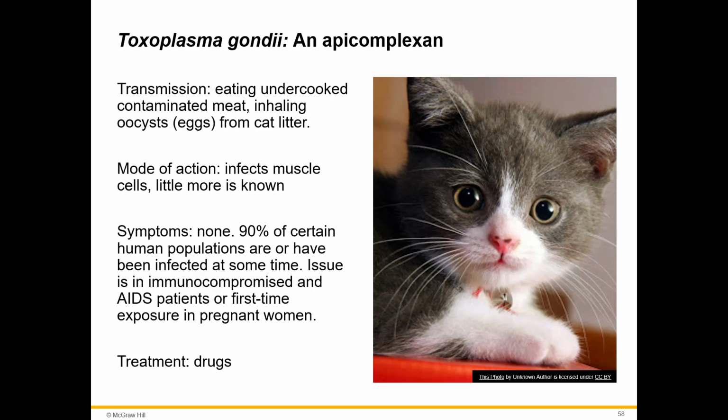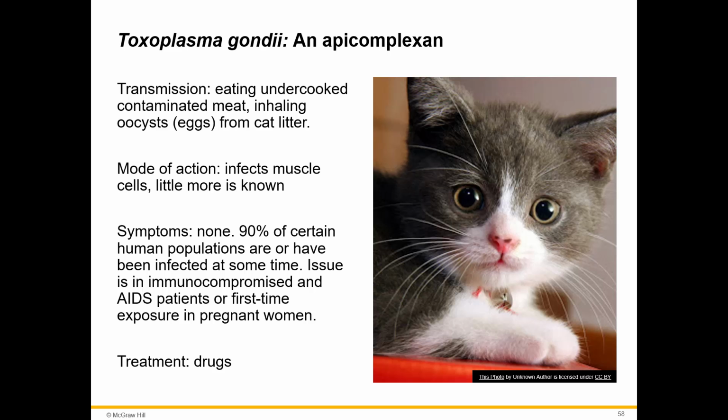And now we're going to talk about Toxoplasma gondii, which causes toxoplasmosis. So if you've ever heard of pregnant women not being able to clean the litter box, it's because of this one. So Toxoplasma gondii is an apicomplexan. Transmission is by eating undercooked contaminated meat, or inhaling cysts, or oocysts, which are the eggs, from cat litter.